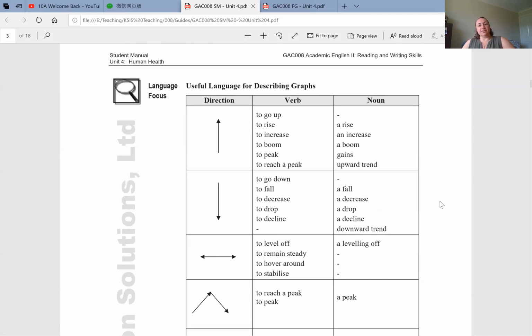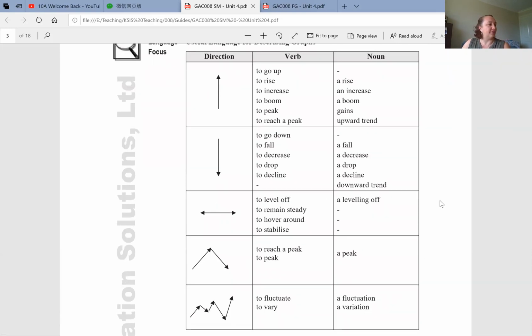Right, so we've got some useful language in describing. So these are going to be really important for you to consider, to remember, memorize, and use when you're actually doing your graph. So direction, if it's going up, we can have a look to go up, to rise, to increase, to boom, to peak, or to reach a peak. A noun would be a rise, an increase, a boom, gains, or upward trend. Okay, so you can use it as a verb or a noun.